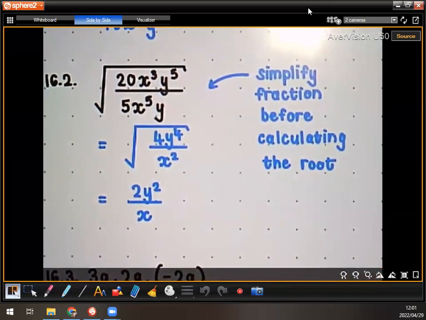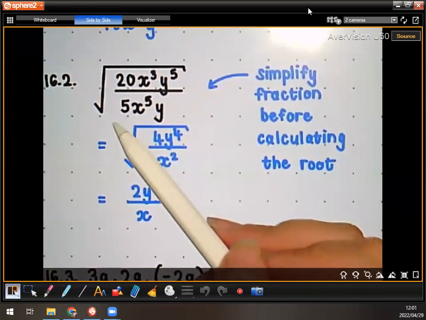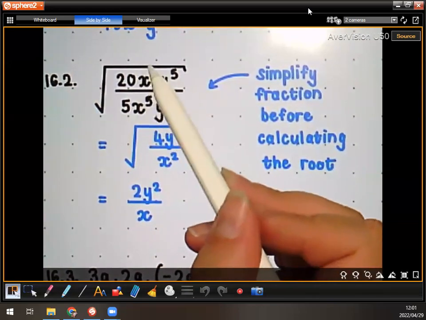Alright, if you have to find the square root of this fraction, and you look at all the things that you have in the fraction, none of those actually have square roots. I don't know if you noticed that. The square root of 20, what's that? Does 20 have a square root? No. Alright? If you look at the number at the bottom here, does 5 have a square root? No. What about x to the 3?